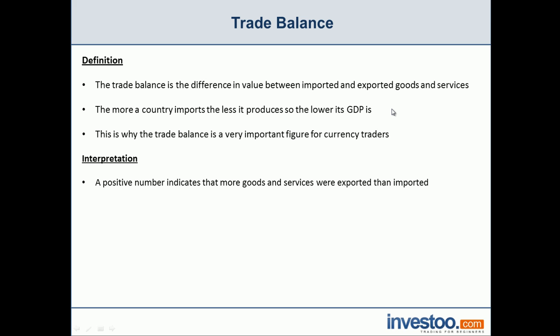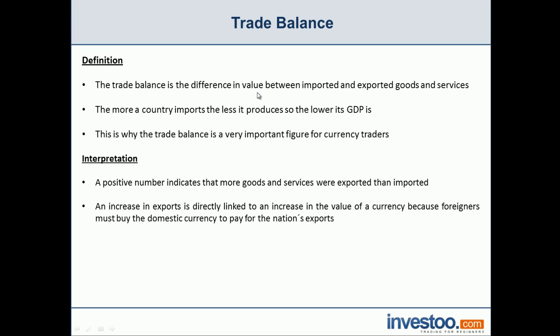A positive number indicates that more goods and services were exported than imported. Now, here's where I need you guys to pay attention, because this is what's important about the trade balance. A positive number means that more goods and services were exported than imported. This means that the nation's production of goods and services that was exported is bigger than what was imported. This means that this nation is more self-sufficient than a nation that imported more than what it exported.